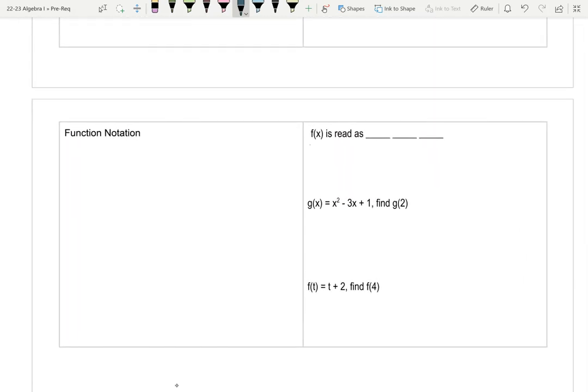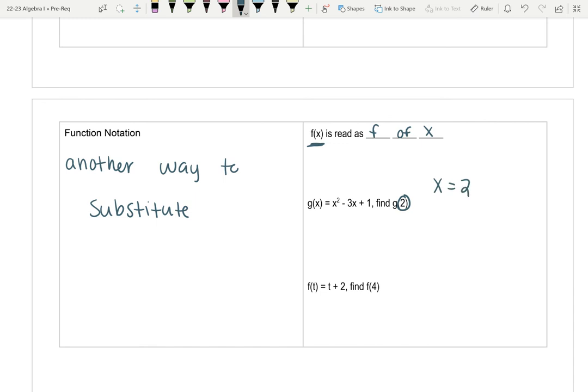So this f and then parentheses x here, this is read as f of x. That's how we read it. And really, this is just kind of another way for substitution. So if this is asking me to find g of 2, that's how we would read this one with a different letter, that really just means that x is 2. So in this here, this will become 2, and this will become 2.